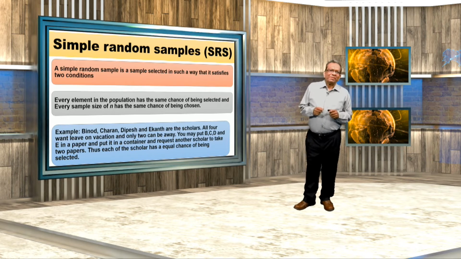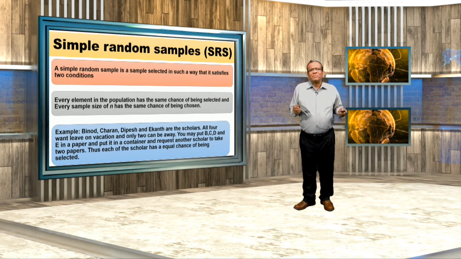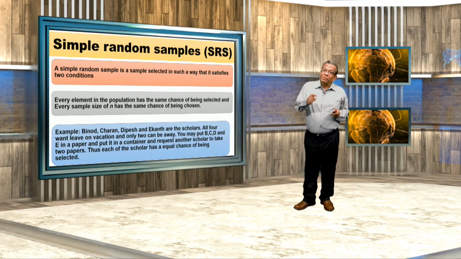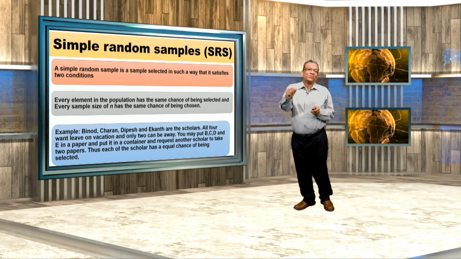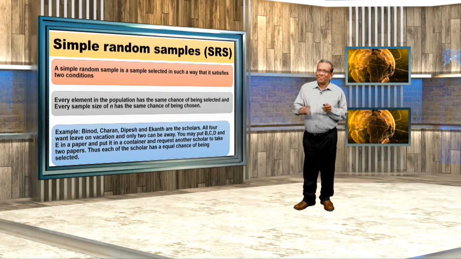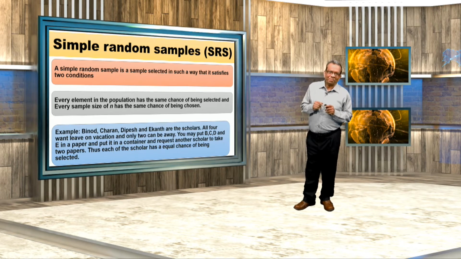Simple random samples. A simple random sample is a sample selected in such a way that it satisfies two conditions. Every element in the population has the same chance of being selected, and every sample of size n has the same chance of being chosen. This is very important. There are two conditions for it. Let me illustrate with an example.